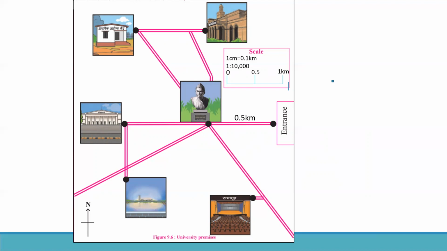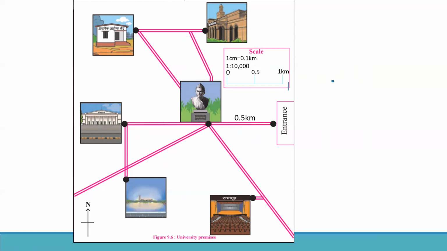That is half a kilometer, not even 1 kilometer. So what happens? We say 5 centimeter is equal to 0.5 kilometer. Therefore, 1 centimeter is equal to how much? You cross multiply, you will get 1 centimeter is equal to 0.1 kilometer. Now, on that basis, we shall convert the second scale.